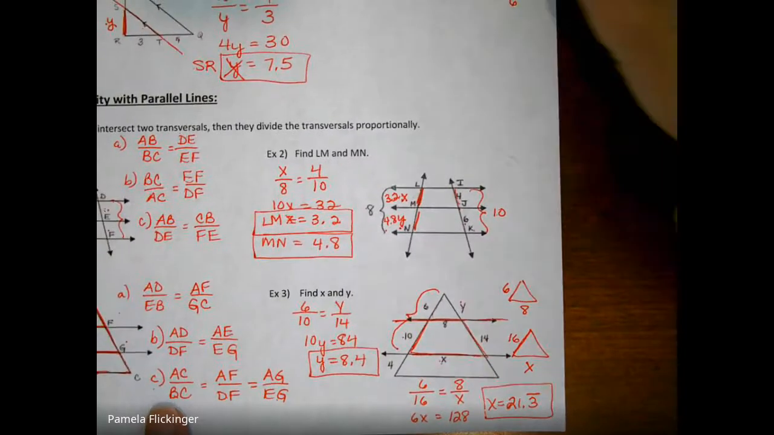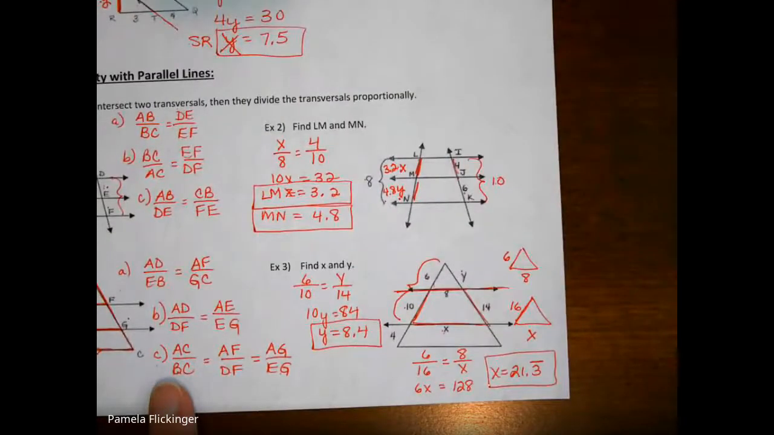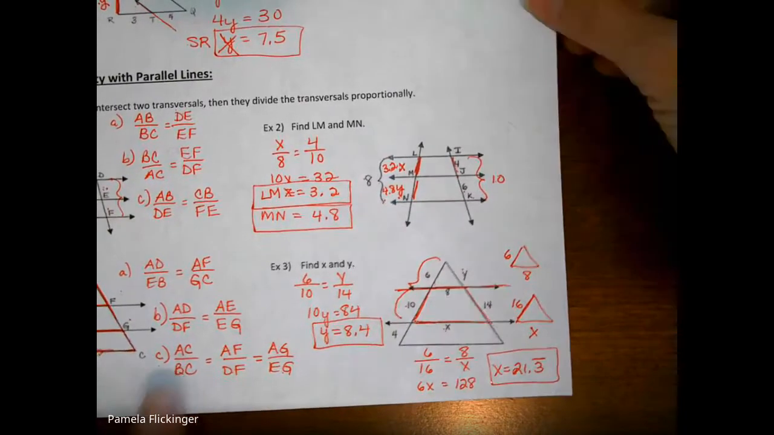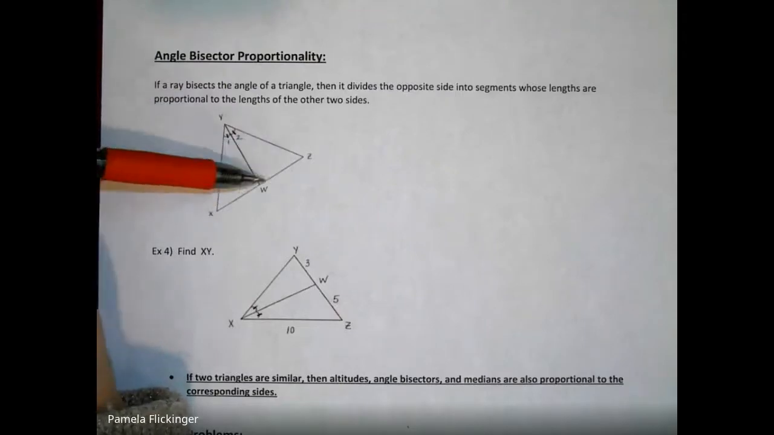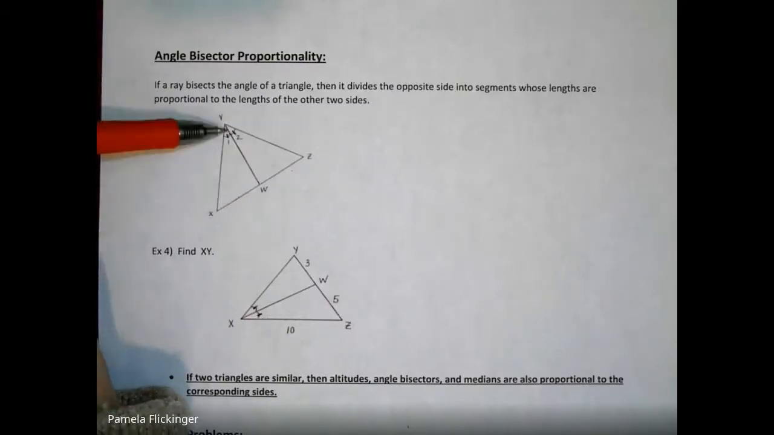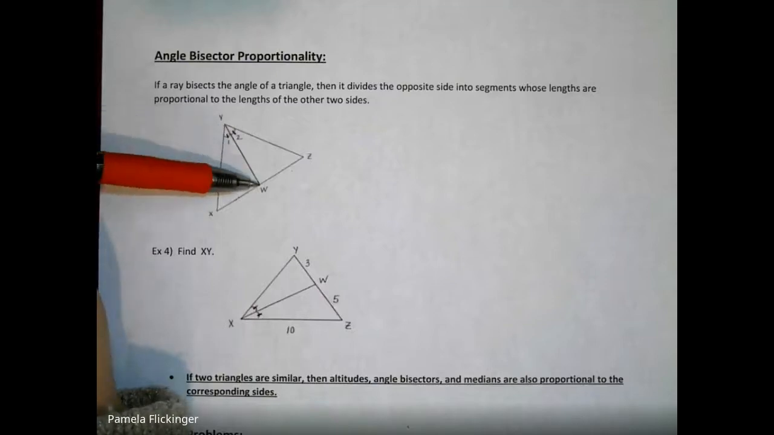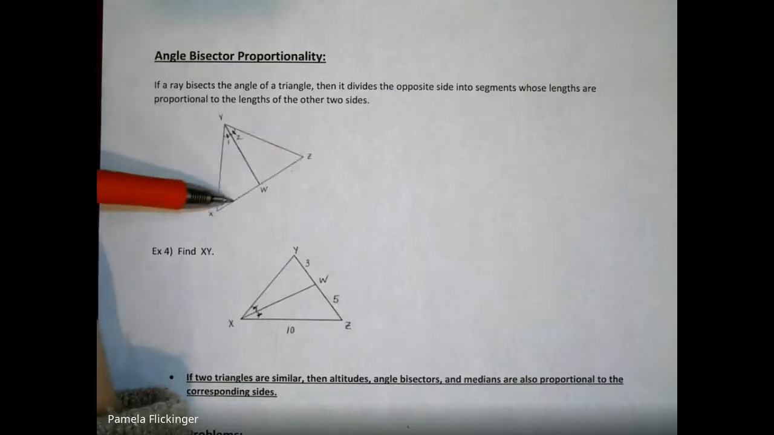Okay. So this is your triangle proportionality. All right. Now, also, we have an angle bisector proportionality. Right? This says, if a ray bisects an angle of a triangle, then it divides the opposite side into segments whose lengths are proportional to the lengths of the other two sides. Sounds complicated, but notice in this picture we've got an angle bisector. So when we draw that in, it splits the side opposite into two other parts.